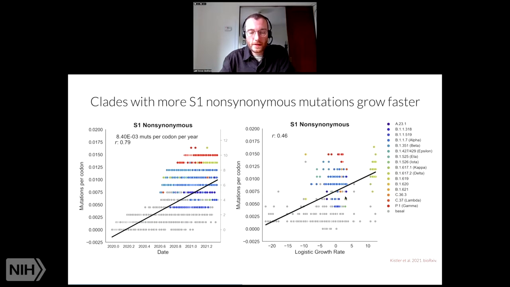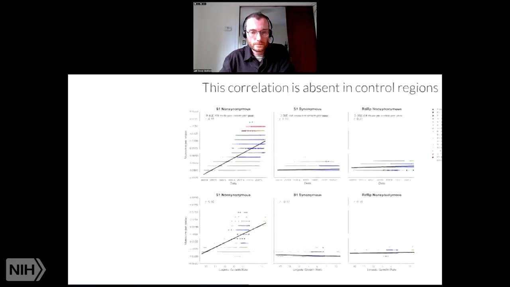So this tells us that mutations to S1 are generally resulting in clades and viruses that are more fit and that are outcompeting viruses that don't have as many mutations in S1.